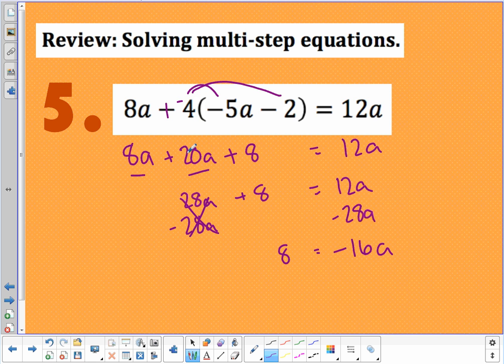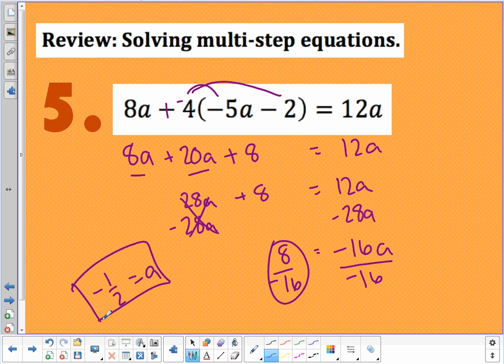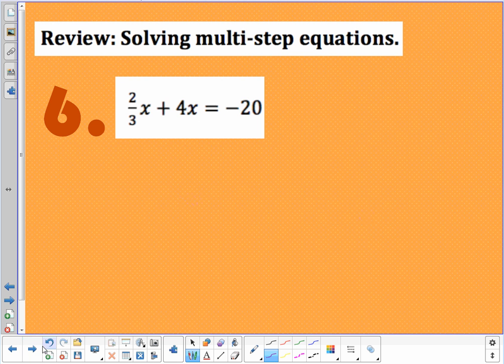Then I need to take and divide it by that coefficient. I don't have a constant to cancel here because I don't have any more constants with my a's, but I do have a coefficient to divide by. So negative 16, divide by that, negative 16. And then I'm reducing this, which ends up being negative 1/2 equals a. You can write it like that, or you can write the a in front. Both mean the same thing. Doesn't matter. As long as you give me a reduced fraction or a decimal, I'm fine with that.